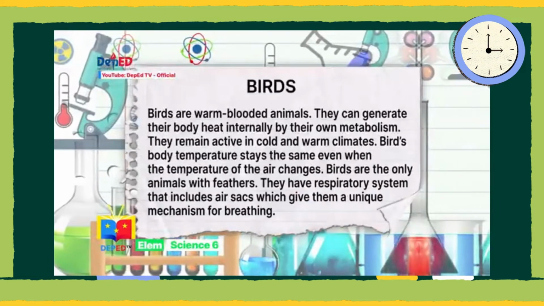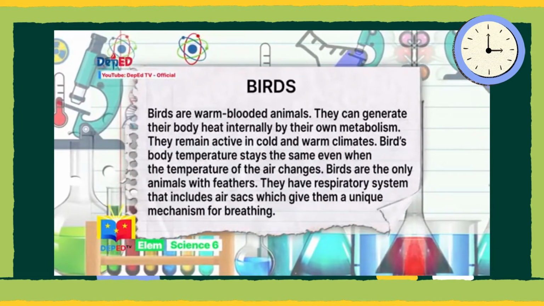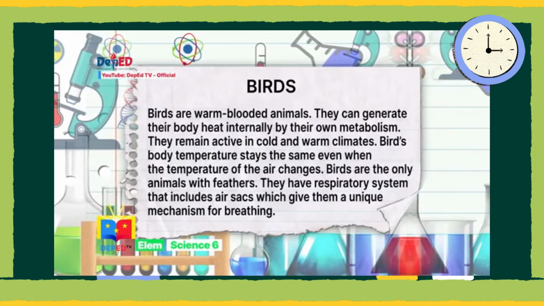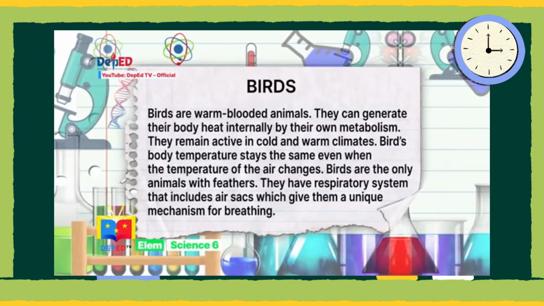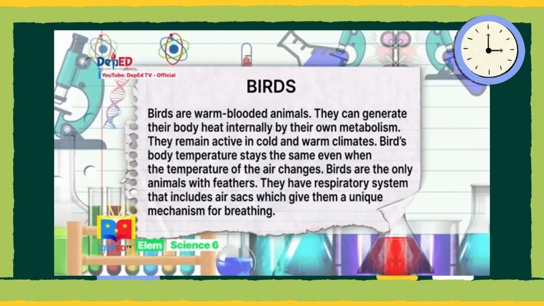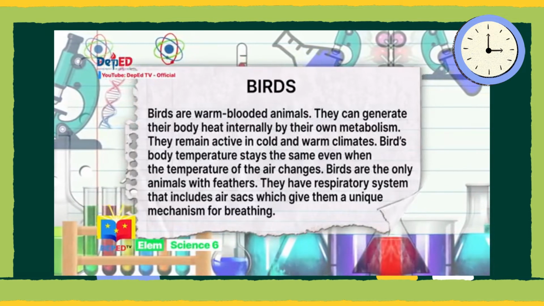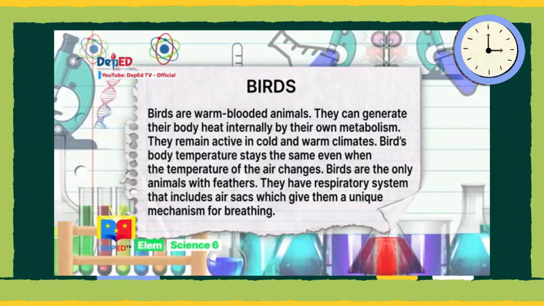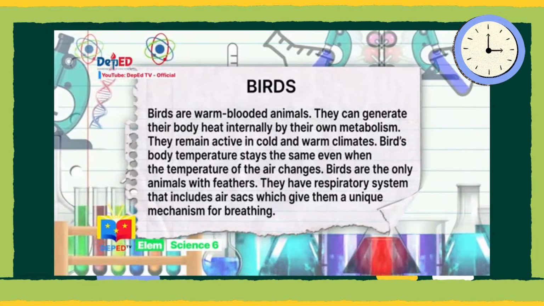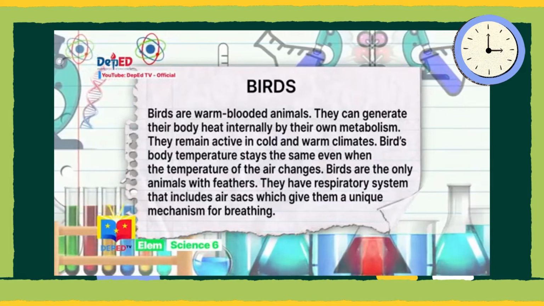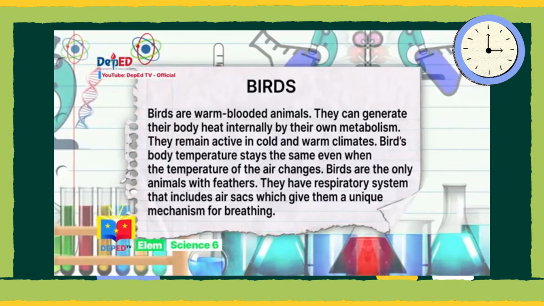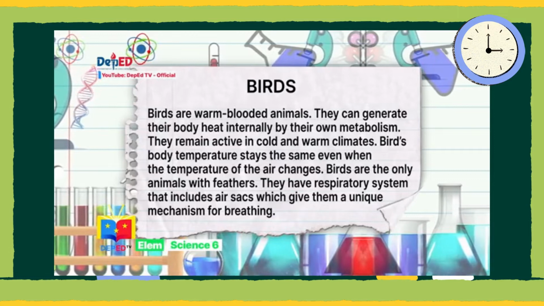Birds are warm-blooded animals. They can generate their body heat internally by their own metabolism. They remain active in cold and warm climates. Birds' body temperature stays the same even when the temperature of the air changes. Birds are the only animals with feathers. They have a respiratory system that includes air sacs, which give them a unique mechanism for breathing.